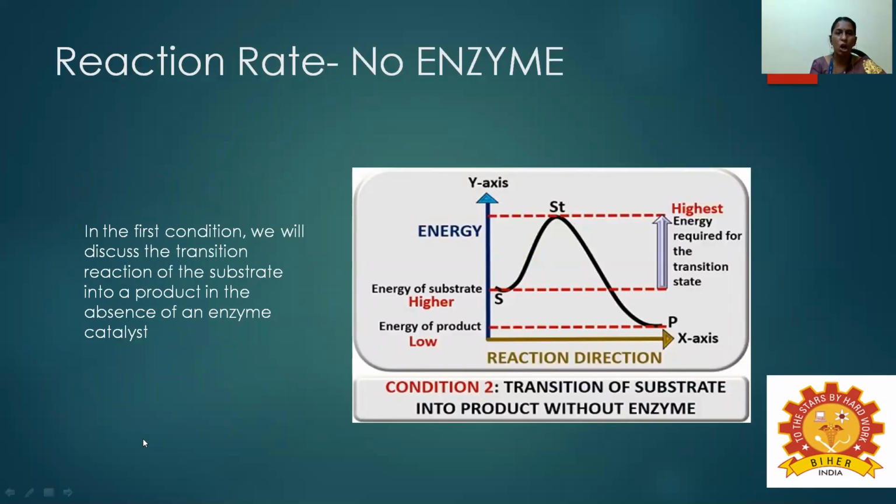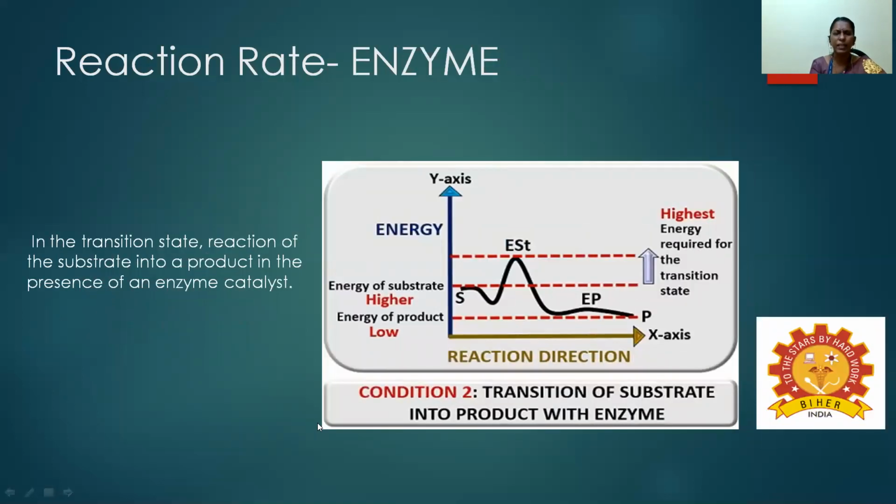And then the reaction rate, how it can be carried out. In the first condition, we discuss the transition reaction of the substrate into the product. In the absence of enzymes, the energy required for the transition state is higher. The energy of the substrate is higher and the energy of the product is lower, but energy is required for the transition state. The transition state is the enzyme-substrate complex. And in the second case, the substrate is converted into the product in the presence of enzymes.